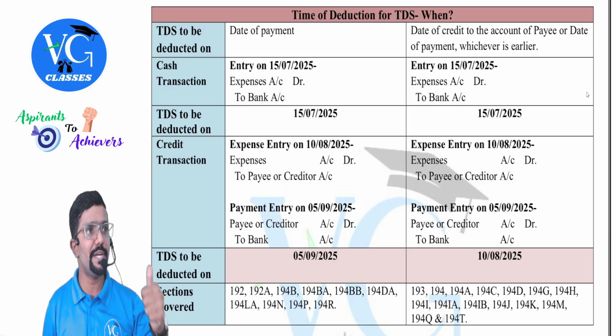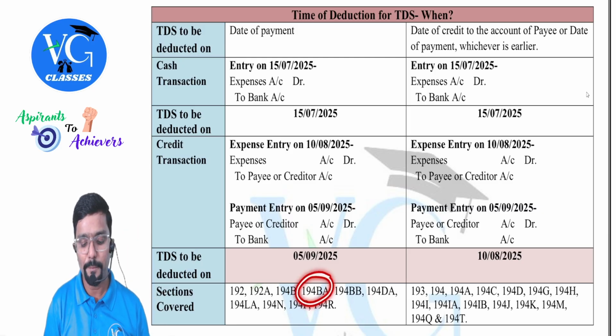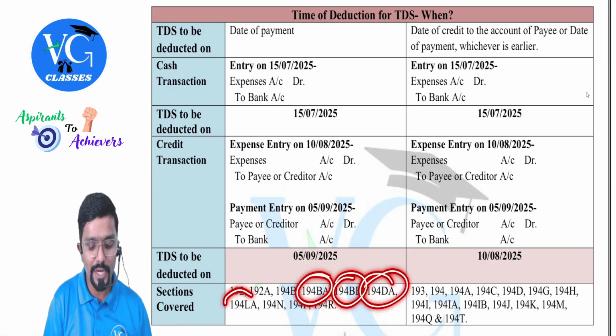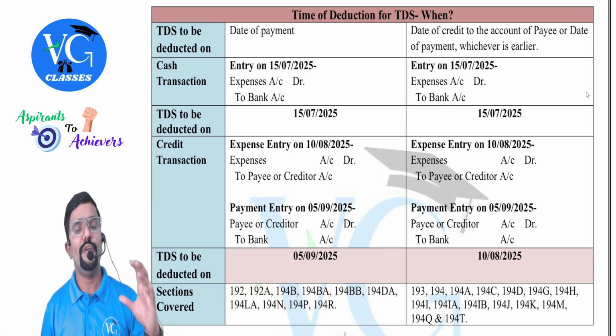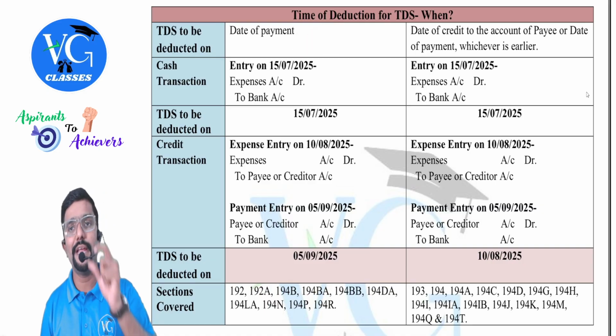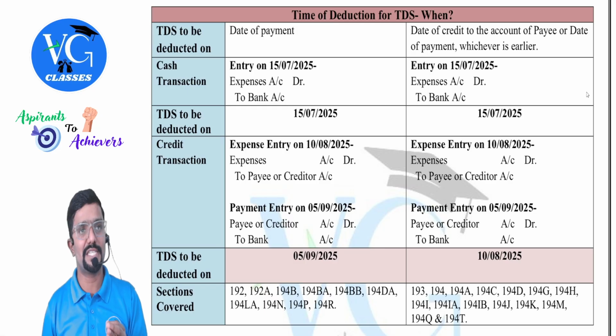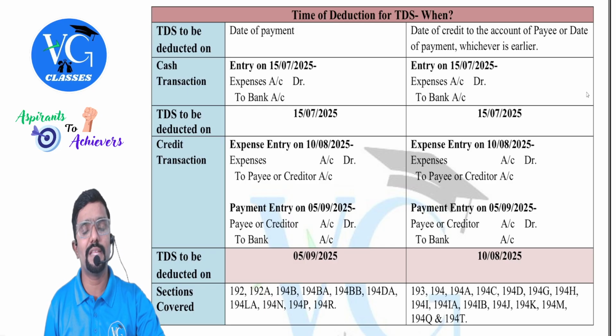That is section 192, 192A, 192, 194B, BA, BB, 194DA, 194LA, N, P and R. When TDS has to be deducted is at the time of payment. On the date of payment, TDS has to be deducted. Clear? Yes. So let me explain that with an example.